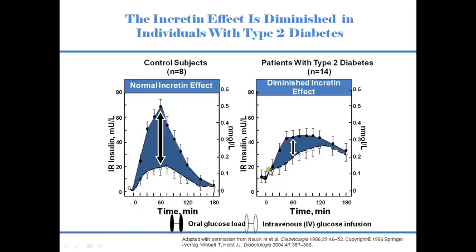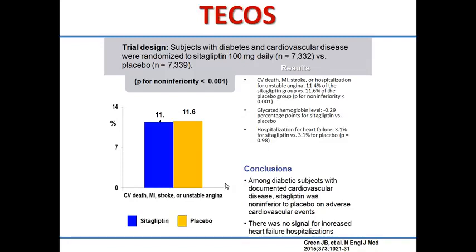But what happens in diabetes? In diabetic patients, this incretin effect is diminished. The release of insulin from the pancreas is reduced. You can see the height of this graph, you can see the curve has flattened in type 2 diabetic patients. There is impairment of the release of insulin in response to oral glucose, so inappropriately low insulin is released. This is the diminished incretin effect. Several studies were done; the TACO study was done on sitagliptin.